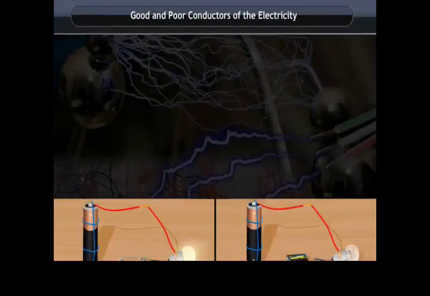What do you observe? We observe that the bulb which was connected to the safety pin glows, but the bulb connected to the matchstick does not glow. Why is this so? It is because the safety pin is a conductor and allows the current to pass through it, and hence the bulb starts glowing, whereas the matchstick does not allow the current to pass through it, and hence the bulb attached to it could not glow.